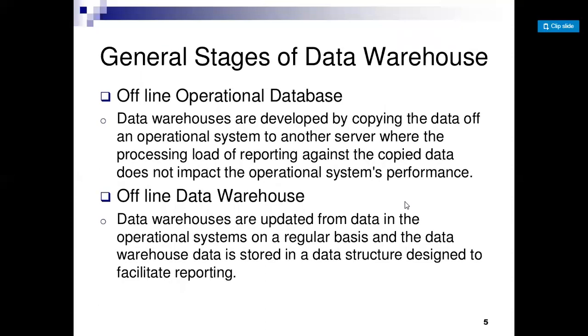There are different types of data warehouse, or we may say there are different kinds of databases which are used. The first is the offline operational database. These data warehouses are developed by copying the data of an operational system to another server, where the processing load of the reporting against the copied data does not impact the operational system performance.